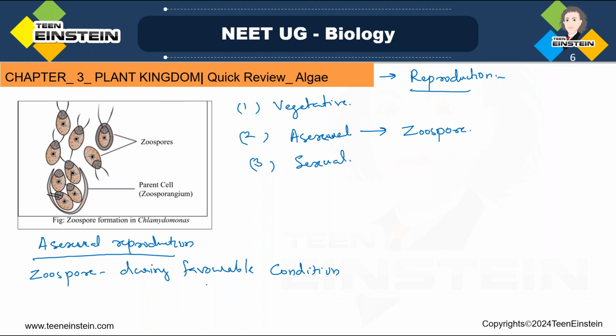Then when conditions are not favorable, they may form aplanospores and hypnospores, then echinates. These are formed during unfavorable condition. During unfavorable condition, they will form these kinds of spores. Which ones? Aplanospores, hypnospores, and echinates. These are formed during the unfavorable condition.